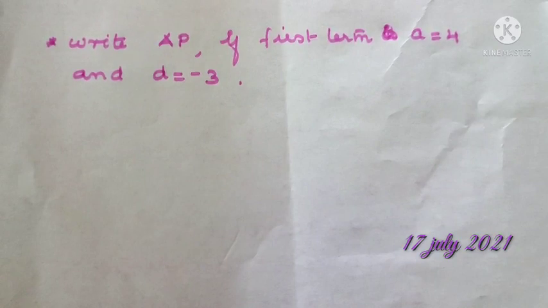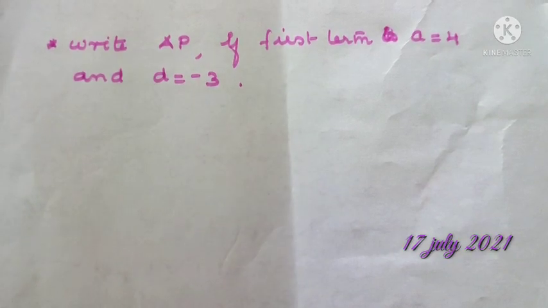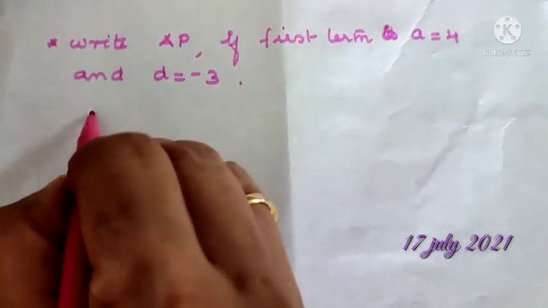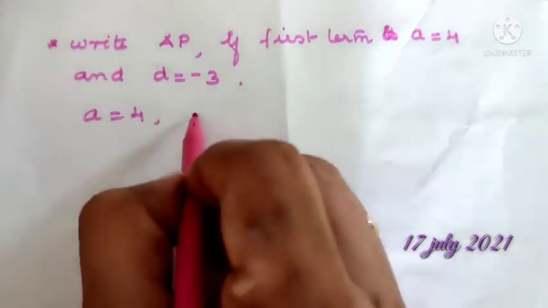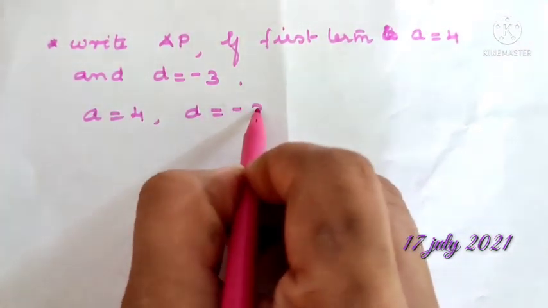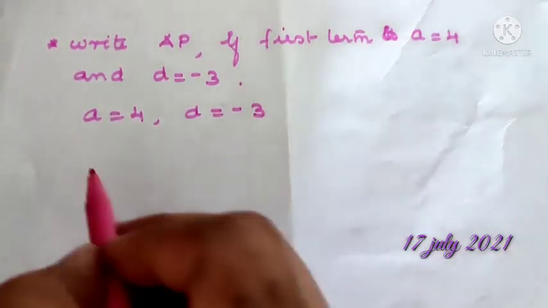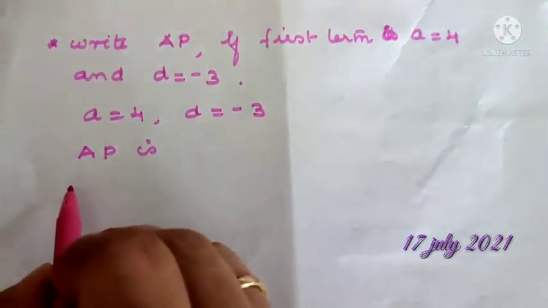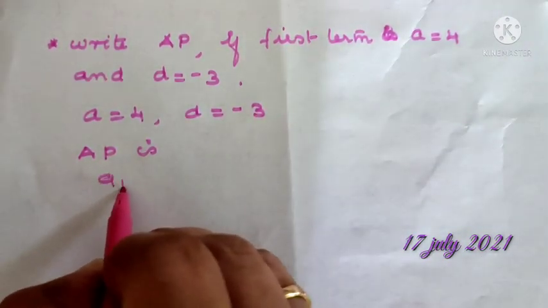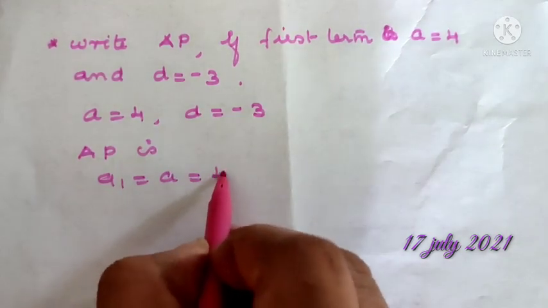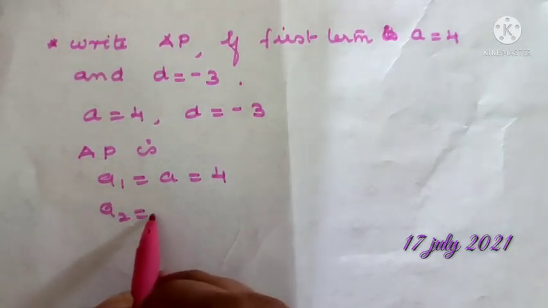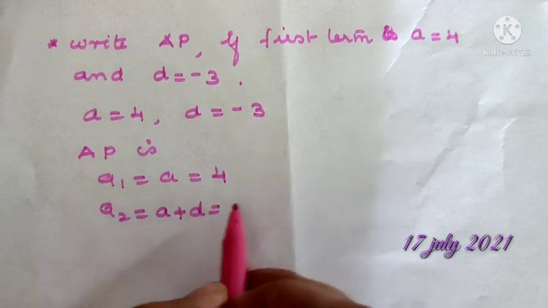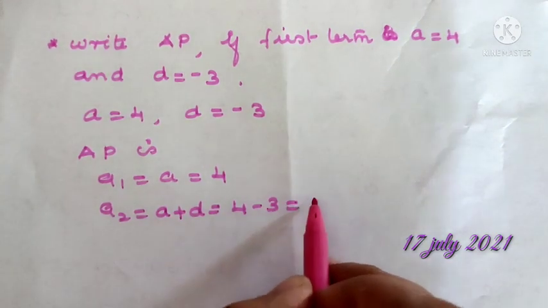Write AP if first term A equal to 4 and the common difference equal to minus 3. So we already know given that A equal to 4 and D equal to minus 3 only. Now we have to write the AP only. AP is, we have to calculate the first term. So A1 equal to A equal to 4. A2 means A plus D, that is 4 minus 3 equal to 1.